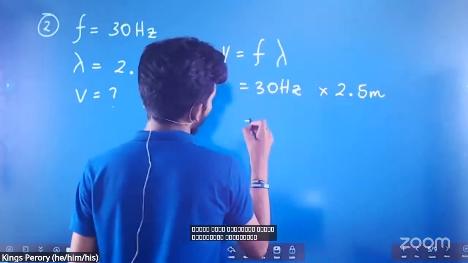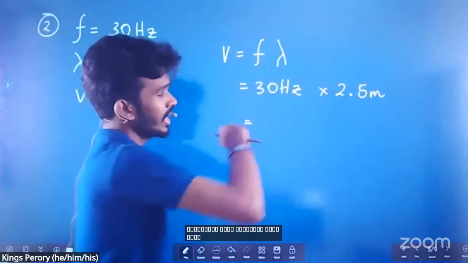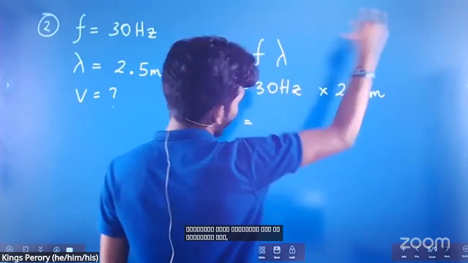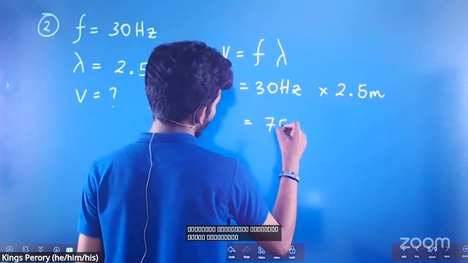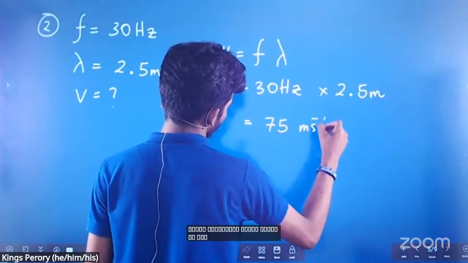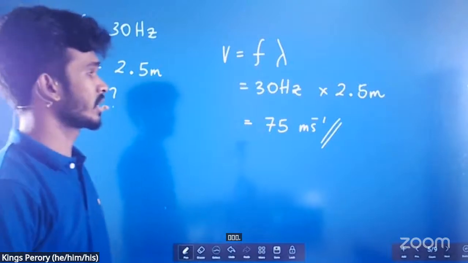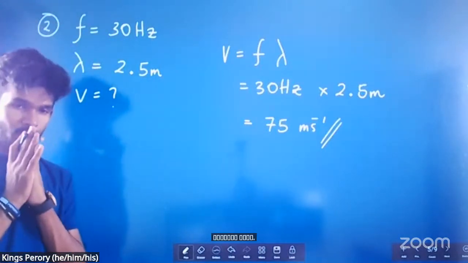Some fellows are scared when they see the decimal. No, you should solve it. Now you're like grade 11. 30 into 2.5. 30 into 2, 60. Half of 30 is 15. 60 plus 15, 75 meters per second.